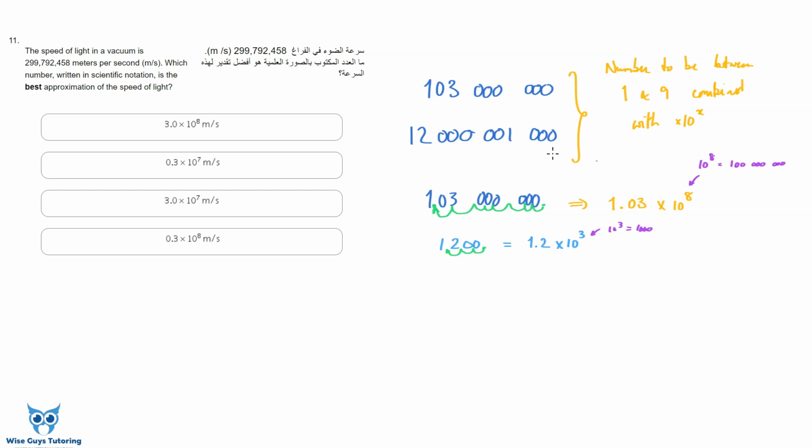The reason that we do this, let me show you. If I were to do 12 billion and 1,000, I would take the decimal point and move it again: 1, 2, 3, 4, 5, 6, 7, 8, 9, 10. So this number would be the equivalent of 1.2, then a bunch of zeros, 0, 0, 0, 0, 0, 1 times 10 to the 10.